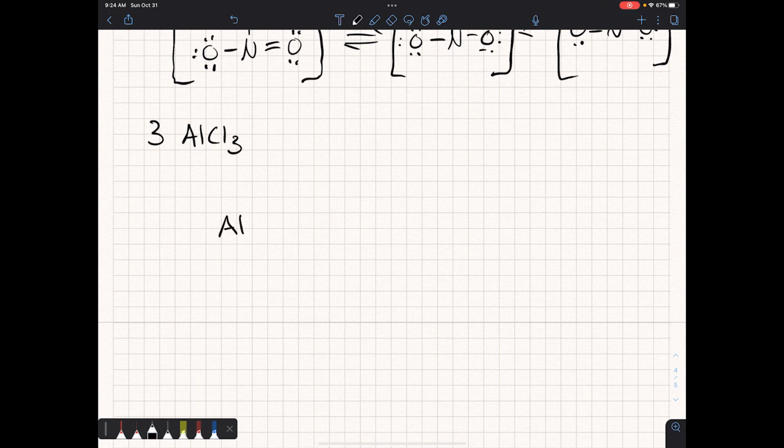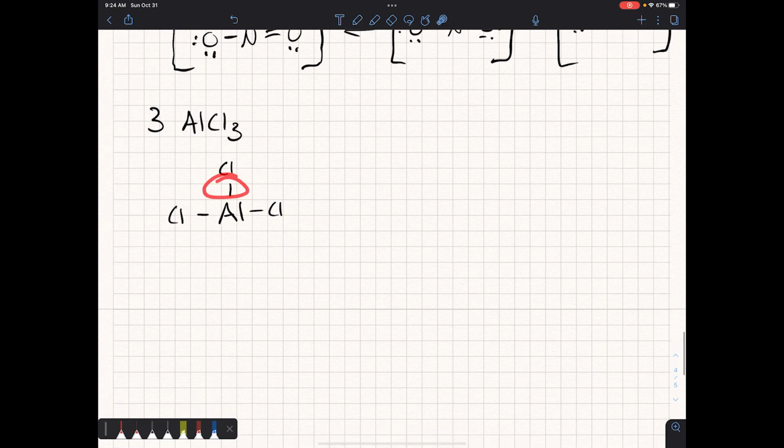But we can start here by simply writing out aluminum, and then I'm going to draw 3 lines because we have 3 chlorines. Those lines are the bonds between the chlorines, and that's the minimum number of bonds that we can have. Because if we didn't have these bonds, they wouldn't be attached to each other. It wouldn't be a molecule, or in this case, a formula unit for an ionic compound.